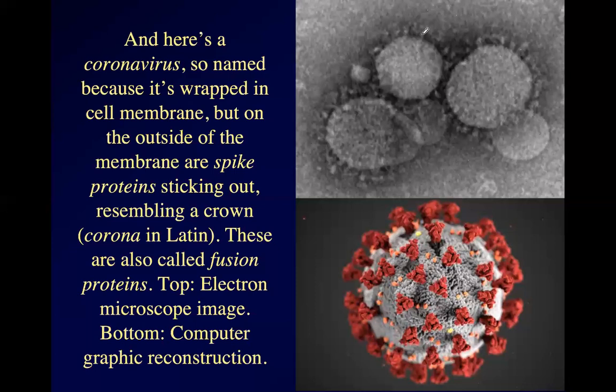Well, kind of. Right here in this picture, that's an electron microscope picture of a coronavirus, and you can see the little spikes there, there, and there. So yeah, it kind of looks like a crown. And since a crown is called corona in Latin, that's why they're called coronavirus.